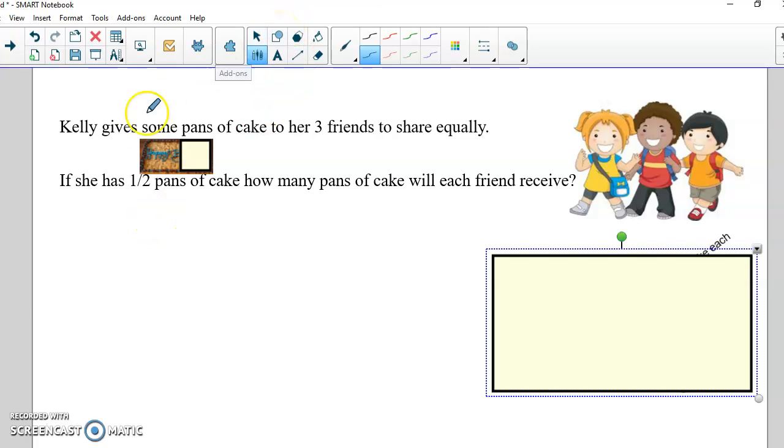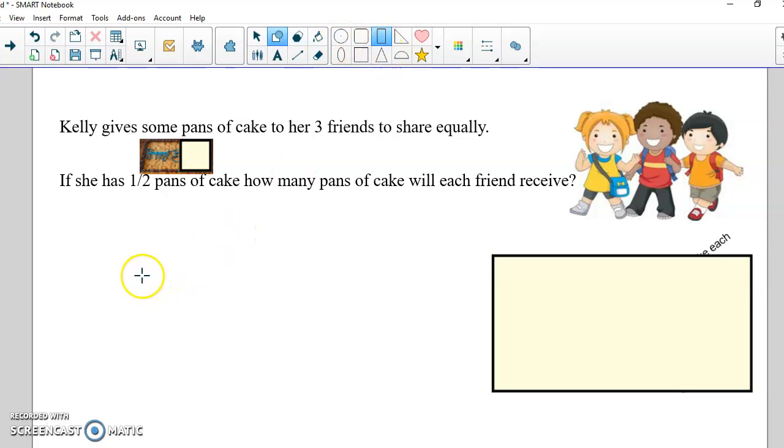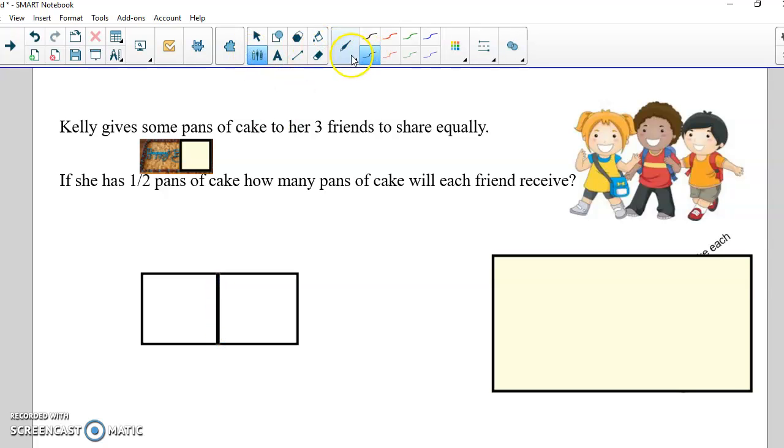So this time, take a look at this picture. What do you notice? She doesn't have a full pan of cake. So let's draw her cake in a tape diagram. So here's my pan of cake, but this time it's not a full cake, it's only a half a cake. So what do I need to do? I need to show that. So when I make this, I'm going to color half.